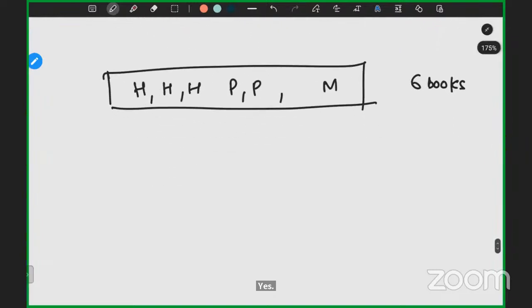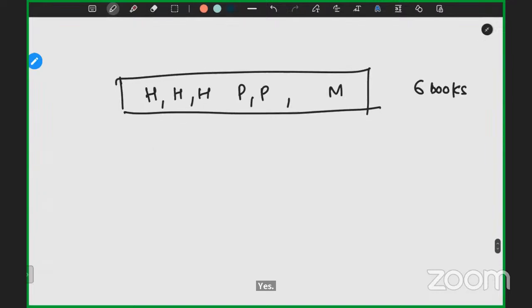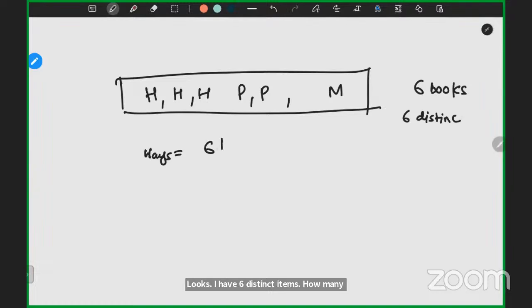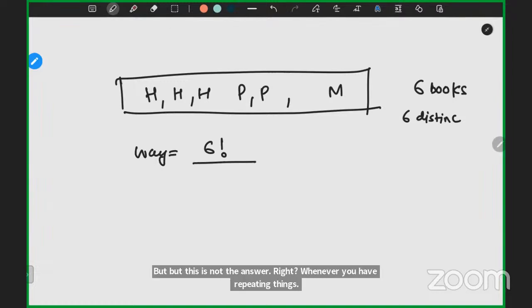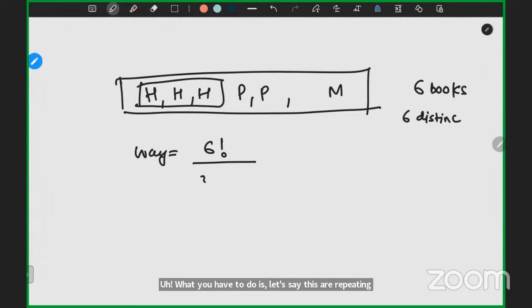Now, how many ways can I arrange 6 books? Let's say I have 6 distinct items, how many ways I can arrange them is 6 factorial. But this is not the answer, right? Whenever you have repeating things, let's say these are repeating 3 times, you have to divide that by 3 factorial. Then these, let's say repeating 2 times, I'll write 2 factorial.